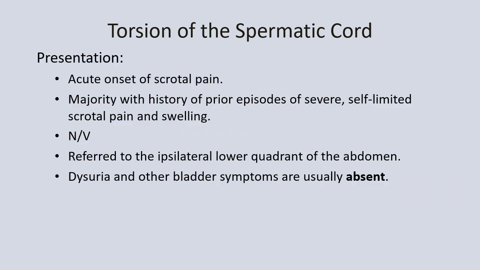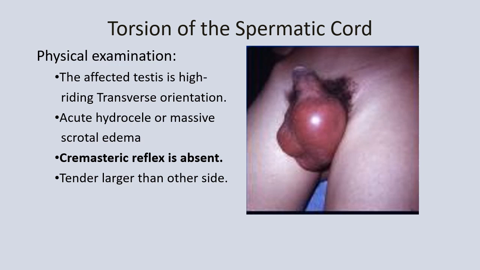So presentation is going to be pretty obvious. It's going to be acute onset of severe scrotal pain. It's going to be associated with nausea, vomiting, and there will be no bladder symptoms usually. Physical exam findings can also be obvious for torsion. You're going to have an absent cremasteric reflex, and you may also see an acute hydrocele, or a massive, huge ball. You're going to have a huge ball sac unilaterally, essentially.